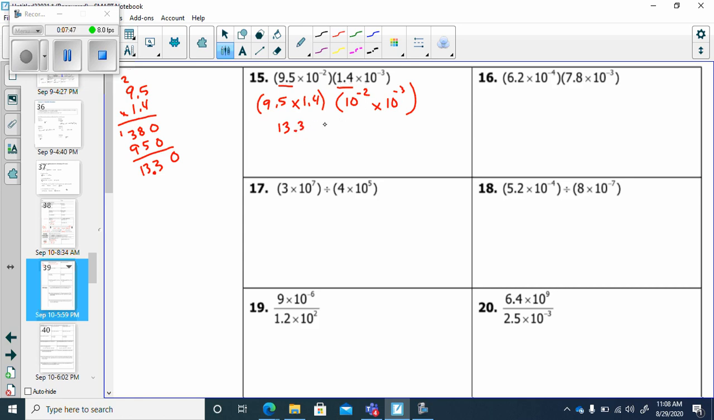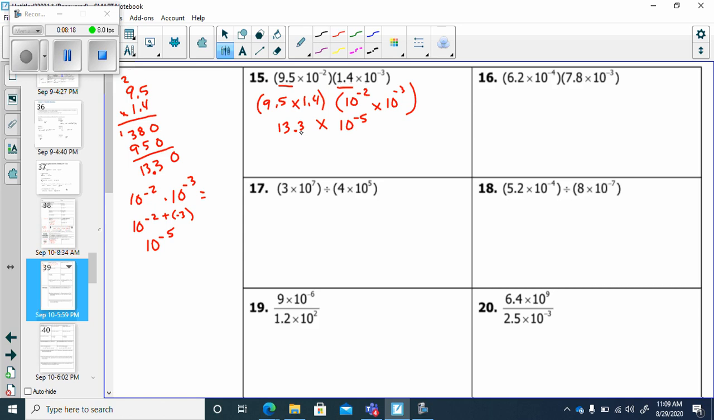What do I do when I am multiplying these? If I'm multiplying 10 to the negative second times 10 to the negative third, I look at my exponents. I have the same bases. And when I multiply, I add the exponents. That would give me 10 to the negative 2 plus negative 3. That is 10 to the negative 5. Okay, this is 10 to the negative 5.